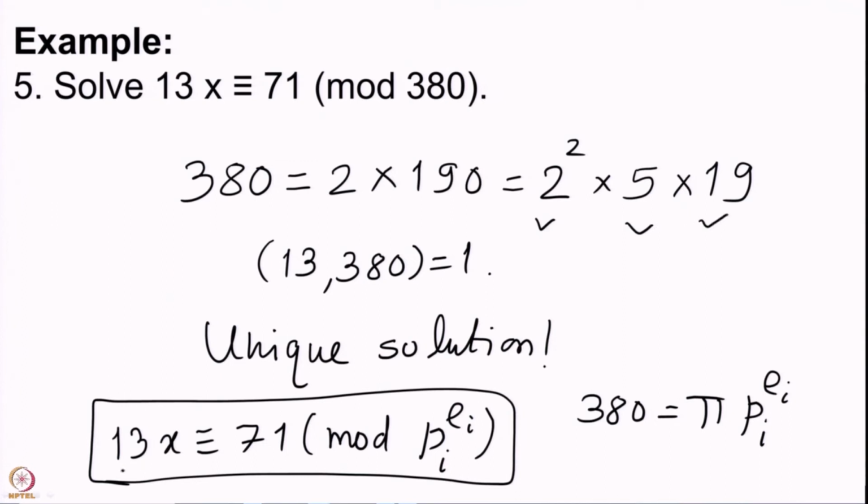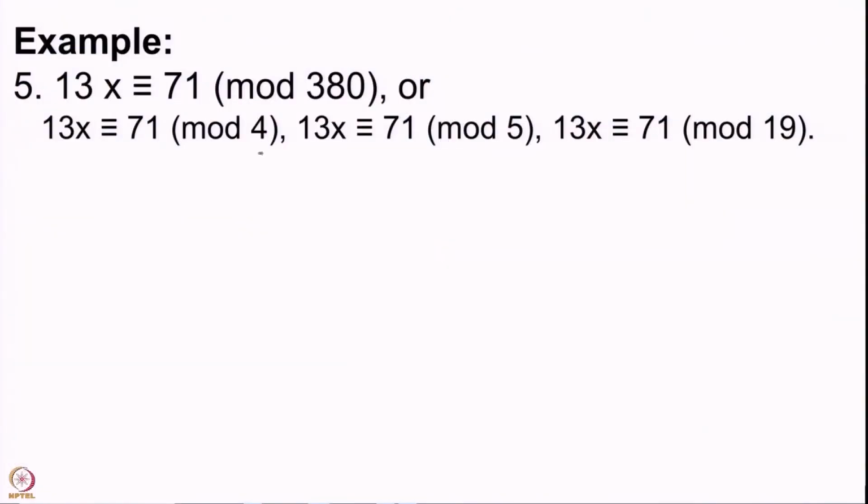So, we will have a single looking congruence, but the modulus is going to change, and that is how we are going to get a system of simultaneous linear congruences. So, this is what we have. We have 13x congruent to 71 modulo 4, modulo 5 and modulo 19, and this is the system that we will try to solve. But we again observe that modulo 4, for instance, your 13 is nothing but 1.